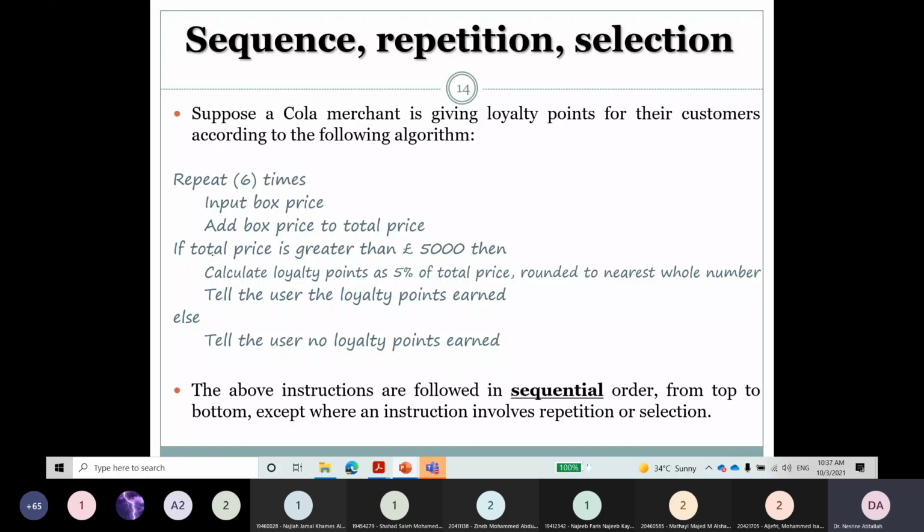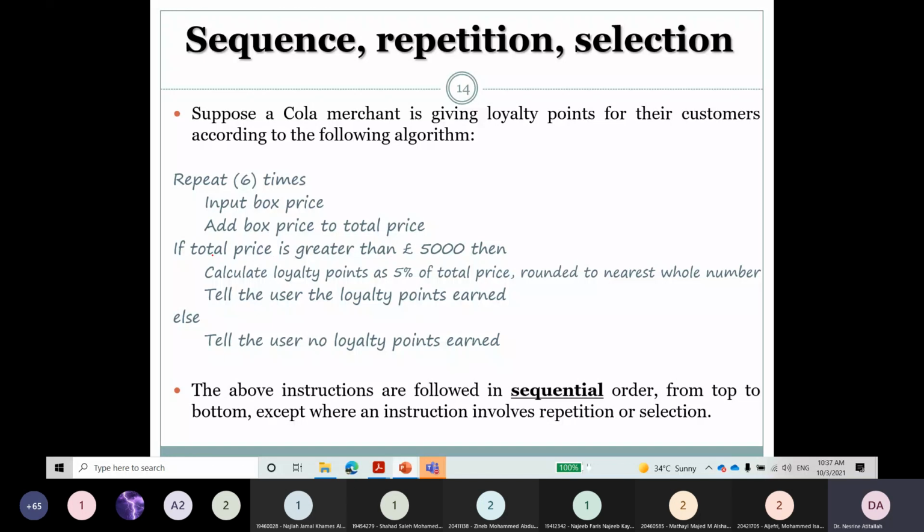Now this particular sort of repetition instruction corresponds to a fixed loop, which repeats a sequence of actions a fixed number of times. So you have here 6 times. You will ask the user to enter the price of the box, and you will calculate the total price. In all, fixed loops are implemented with the repeat block and the number of times, as shown in the figure.